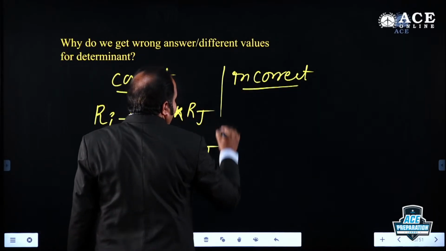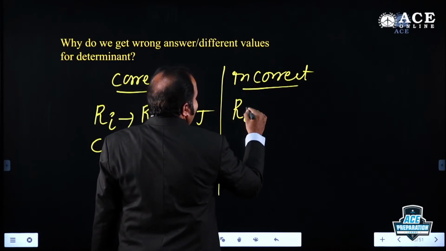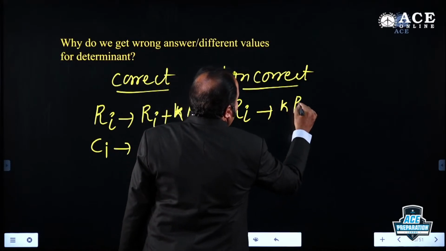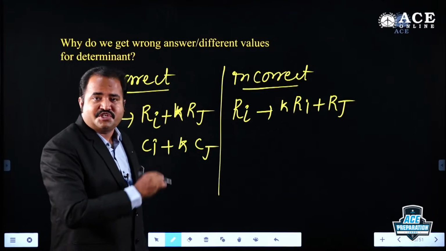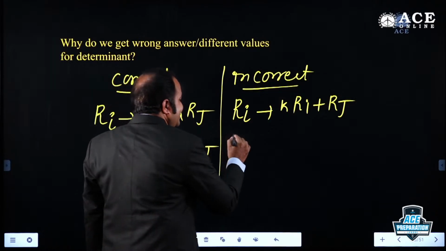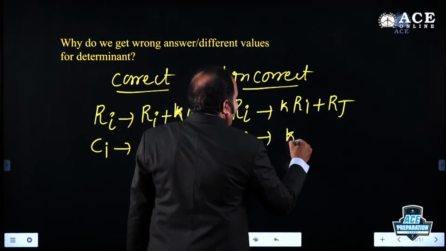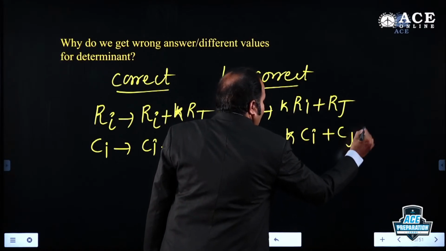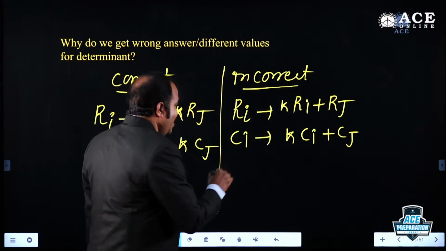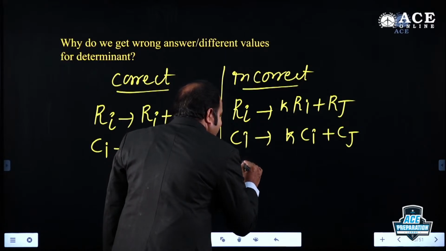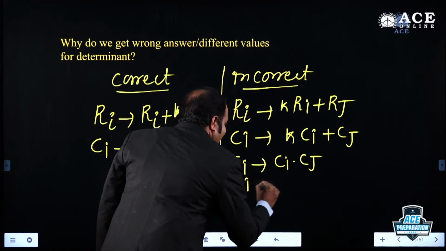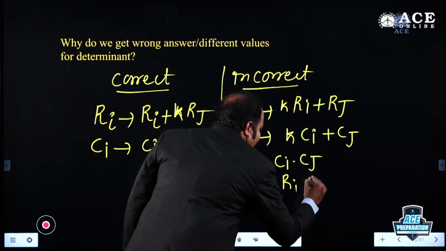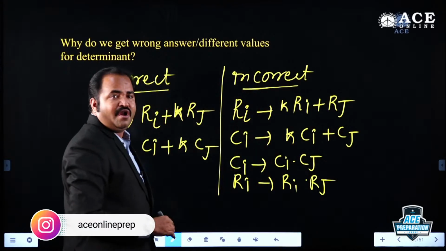But for example, if Ri changes to k times Ri plus Rj, you get a different answer. So such operations are not allowed. Similarly, Ci changes to k times Ci plus Cj, so we get a different answer. Similarly, these types of operations are not allowed: Ci changes to Ci into Cj, Ri changes to Ri into Rj. So these types of operations are not allowed.